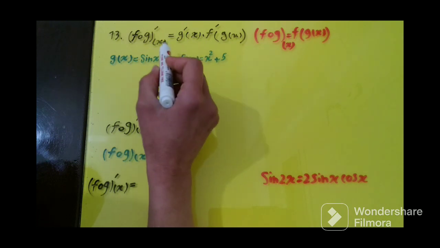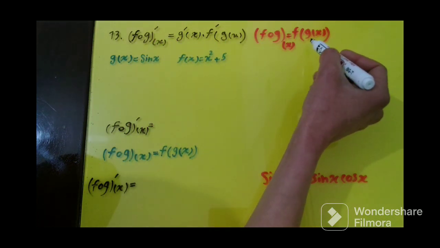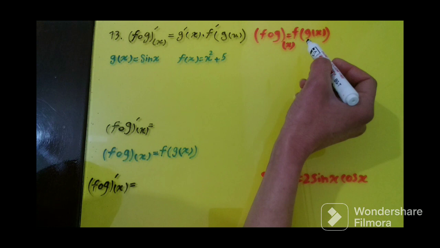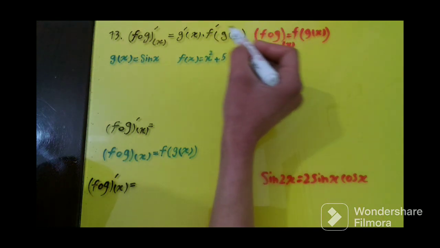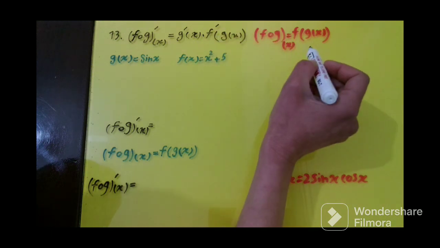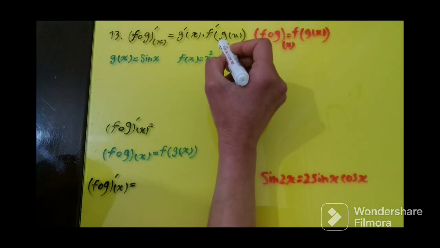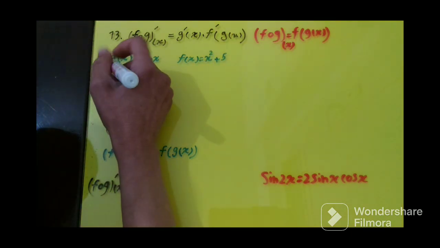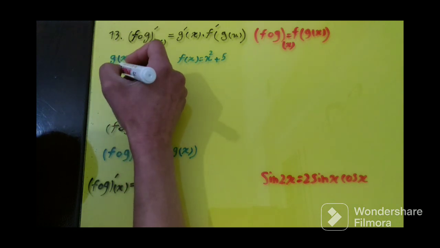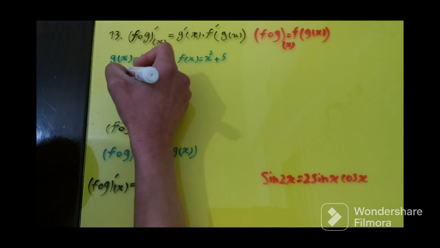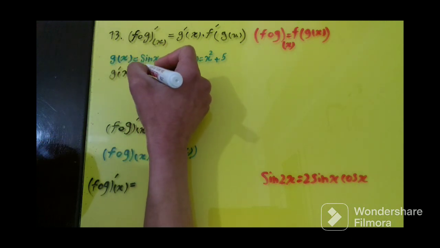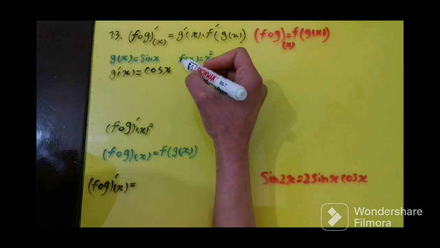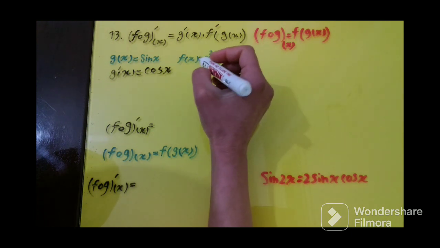According to the chain rule, for getting the derivative of this function, first we should get the derivative of the inside function. It's g prime. Then we should get the derivative of the outside function. It's f prime. In the end, we should replace g instead of x in f prime. For example, here g is sine x, so g prime is cosine x.